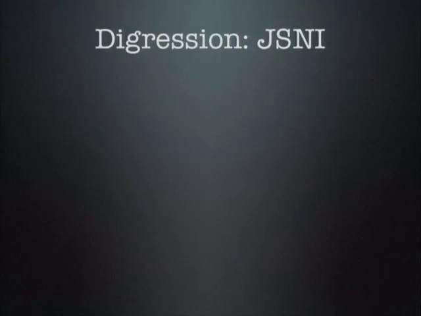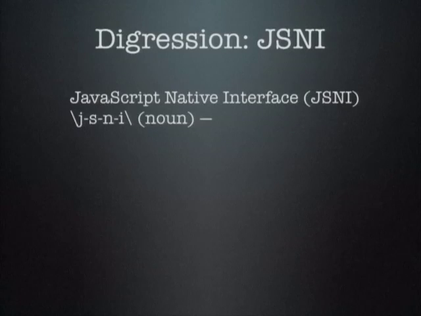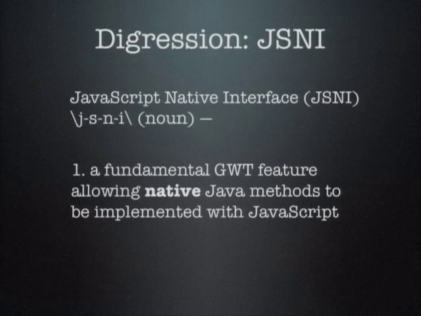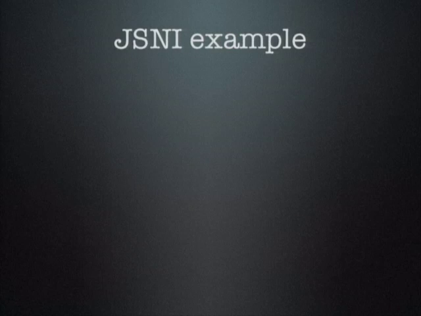So now I want to tell you about the JavaScript native interface. Obviously interop is an important thing in this model because there's a lot of existing code out there, a lot of good JavaScript code, a lot of good HTML, and we want to make sure that it's easy to interop with that stuff. So a fundamental feature of GWT is allowing you to implement native Java methods using handwritten JavaScript. So we abused the native keyword, and we ripped off the term JNI and turned it into JSNI. Here's what it looks like.